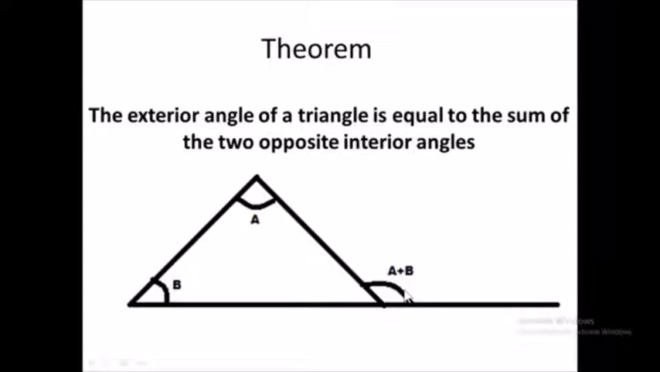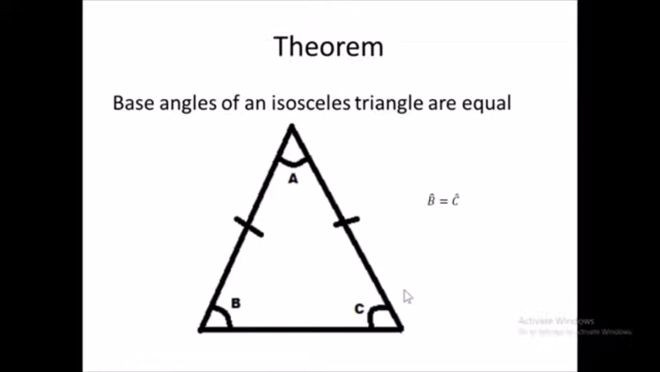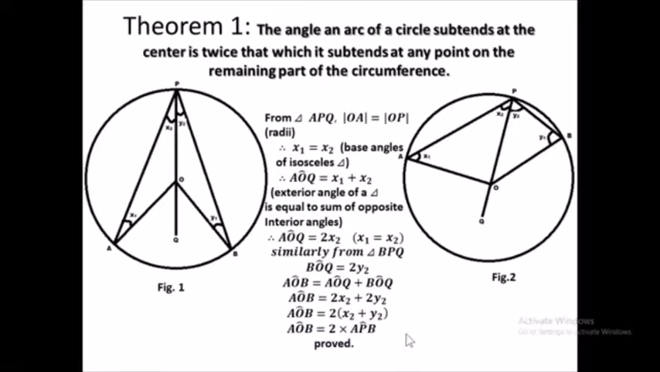So we are going to need this to prove that theorem we're going to talk about very soon. And also we are going to need this theorem as well that says the base angles of an isosceles triangle are equal, to prove the theorem we want to talk about. And this is the theorem we want to talk about now. The first theorem in circle geometry says that the angle and arc of a circle subtend at the center is twice the angle which is subtend at any point on the remaining part of the circumference. That is this arc AB here and this arc AB as well.